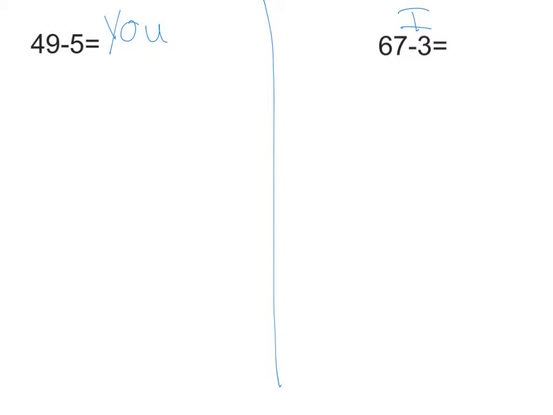So the first step for 67 minus 3 is, let me just think for a second, 3. And I'm just taking 3 away from this number. Now, the ones place of 67 is a 7. Can I answer 7 minus 3 without moving any tens? If the answer is yes, then I don't need to make a number bond.